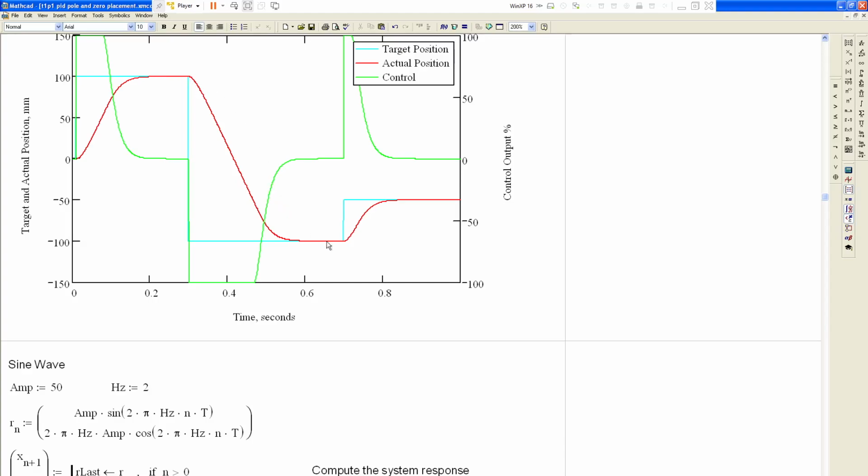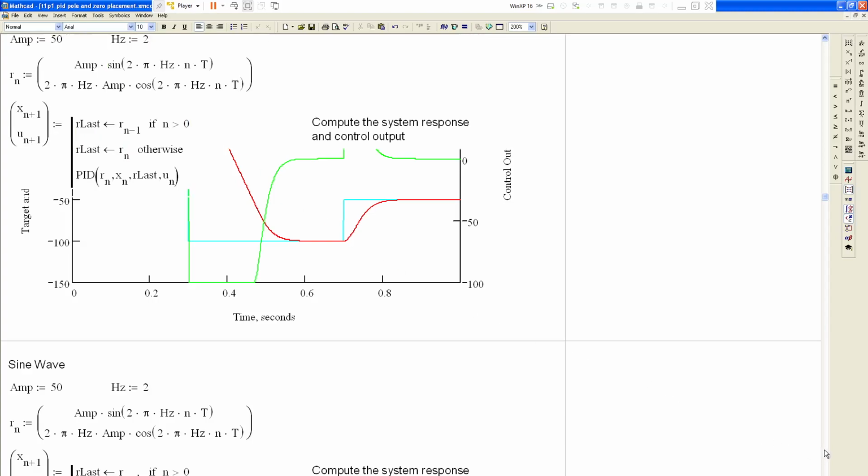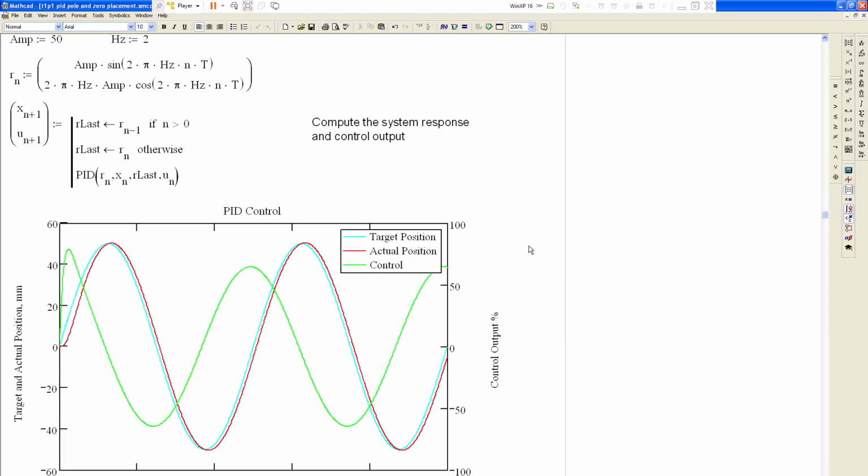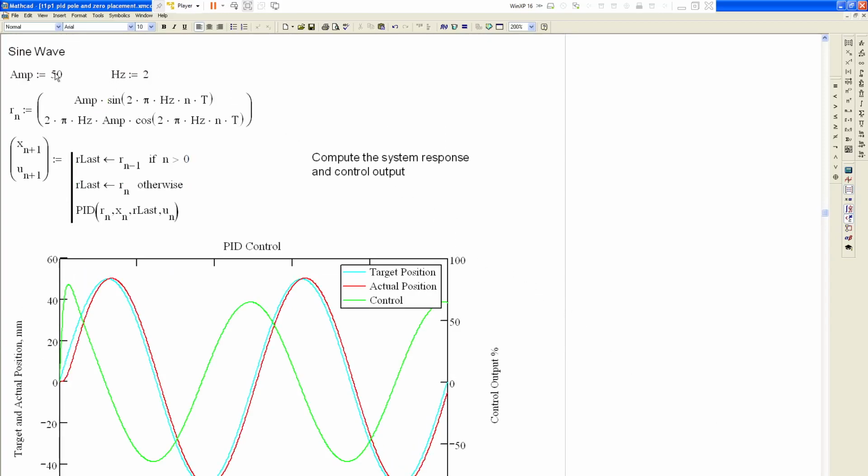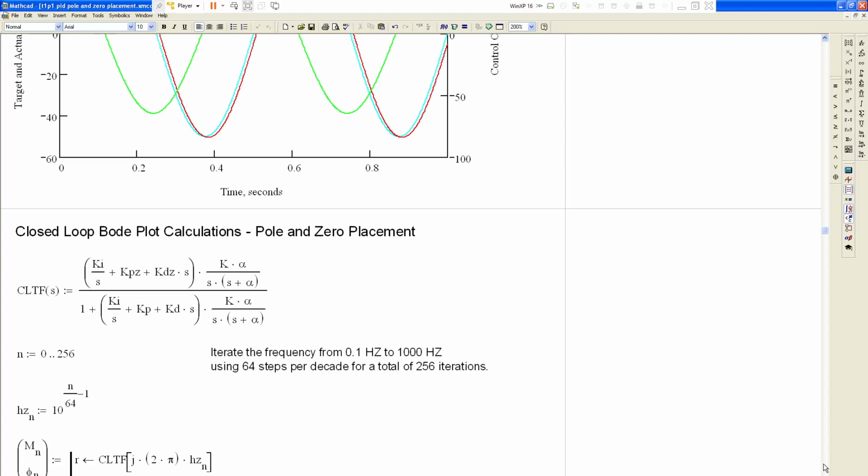Then you can see that I'm moving it down and then back again. And what I like to do is test to make sure that the system handles saturation well. And you can see in this example it does. So now I'm going to show you a sine wave. I've got a 50 millimeter amplitude sine wave going at 2 hertz. And you can see there's a little bit of phase lag, but the amplitudes are about right. And I'll show you why right here.